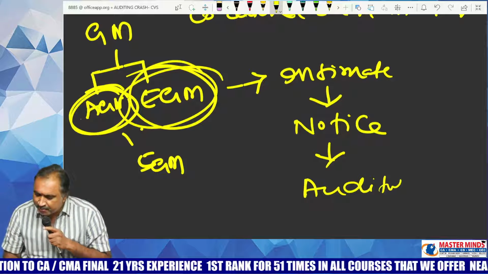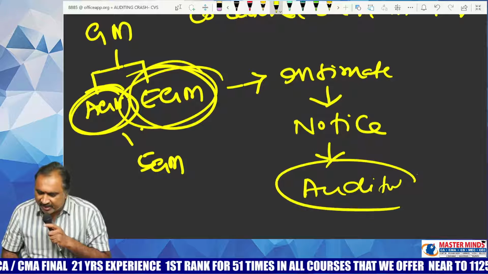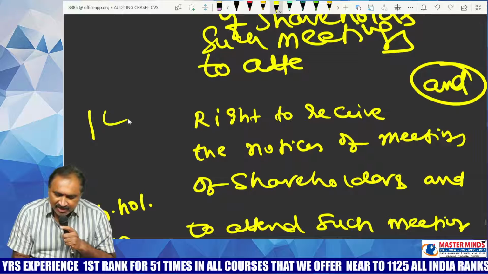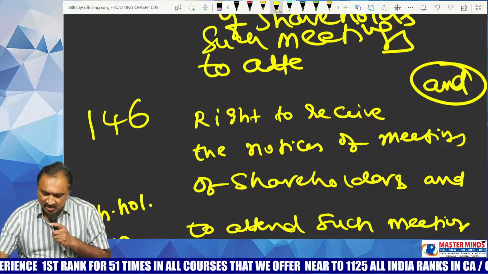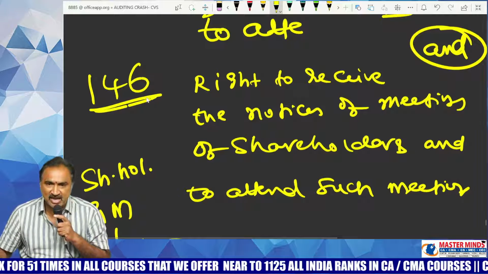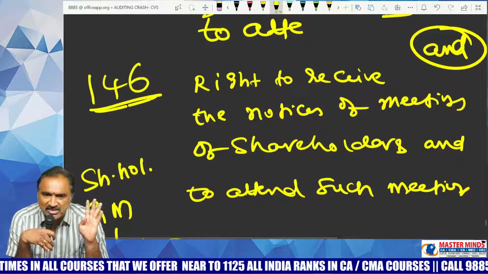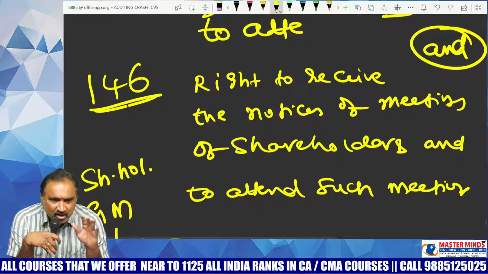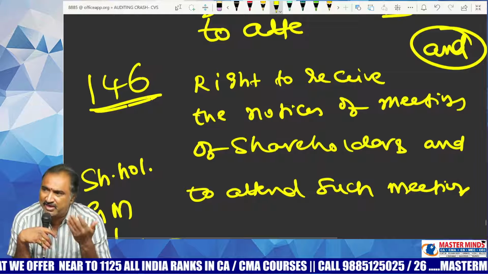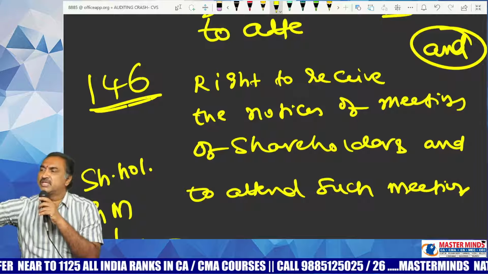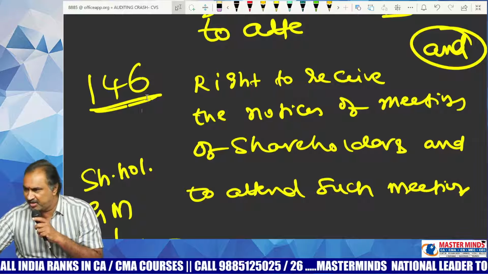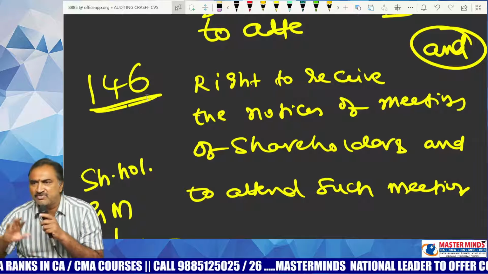Why should the company send notice of general meetings to the auditor? Because the auditor of the company is having a right to receive such notices of the meetings of the shareholders under section 146 of the Companies Act. Section 146 of the Companies Act has given a right to the auditor. What is that right? Right to receive the notices of the meetings. Since getting notice is a right to the auditor, providing such notice is a duty on the part of the company. So the company shall provide notice of meetings, that may be either AGM or EGM, both to the shareholders as well as to the auditors.